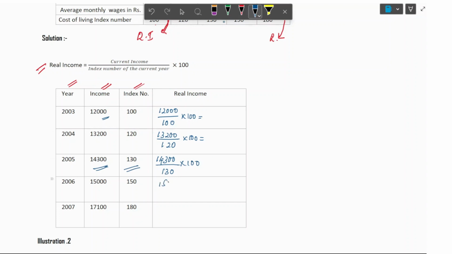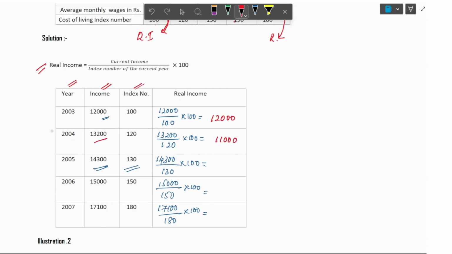Next, 15,000 divided by 150 into 100. Here, 17,100 divided by 180 into 100. Now use your calculator and calculate the real income. Here you are going to get, 100 cancel, it is same. Okay, here this is reduced to 11,000.